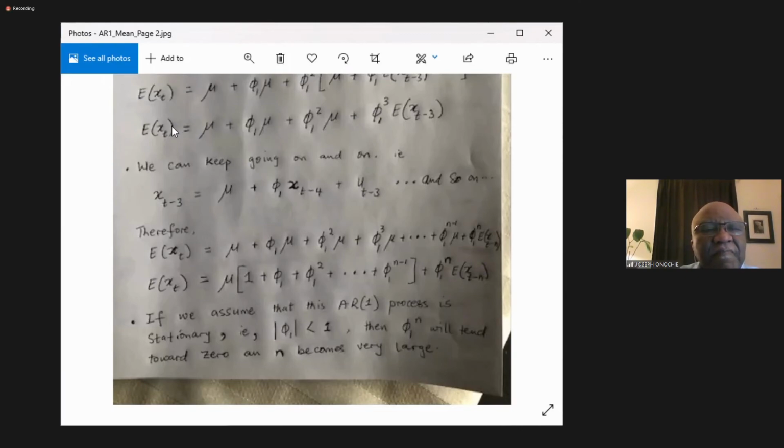Just like here, when our n was 3, we went to 1, to 2, and then 3. So 2 was n minus 1. If my n is 3, then the last mu term here will be n minus 1, 3 minus 1. So mu up to phi1 to the 3 minus 1, and then phi1 to the n times the expected value of x_{t-n}. Okay, so it's just like this equation here. I generalize.